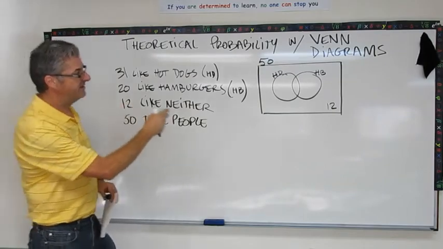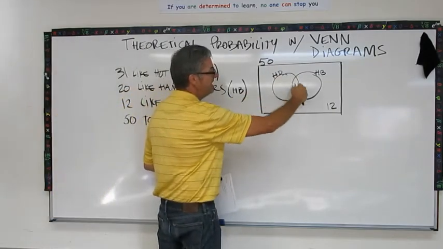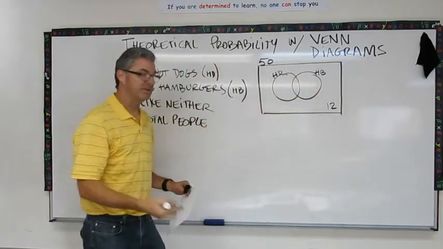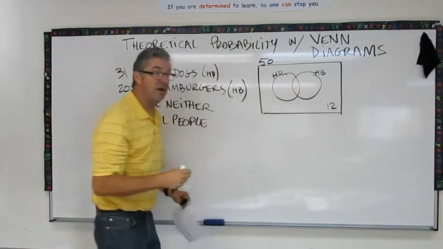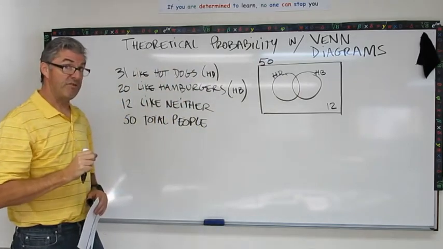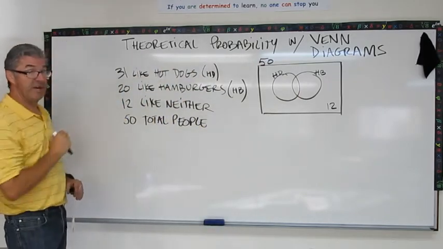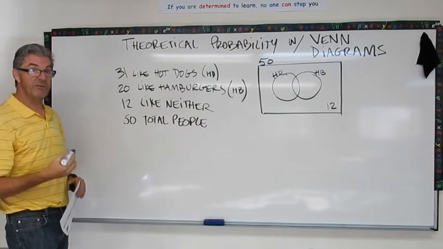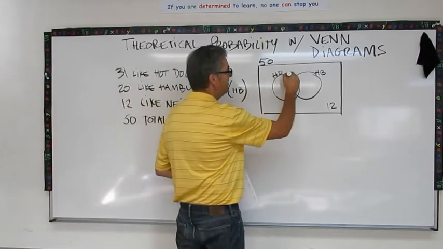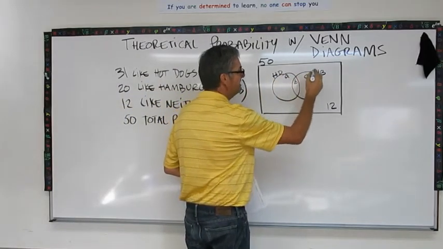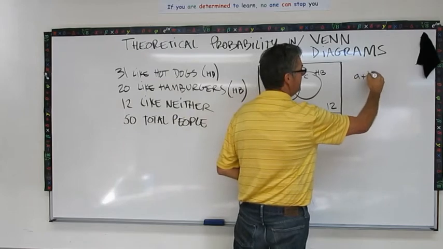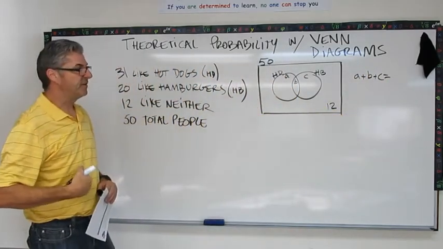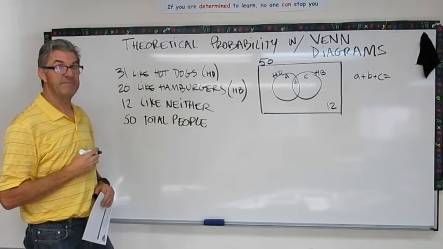So let's take a look at that. This whole circle here is everybody that likes hot dogs. This whole circle is everybody that likes hamburgers. This little intersection here are the people that like both. And there are people that like both in here. We just weren't told that. Okay? So I'm going to show you one way to reason through that. I'm going to make these little things A, B, and C. And we know that A plus B plus C equals something. Pause the video, see if you can figure that out. You have enough information already.